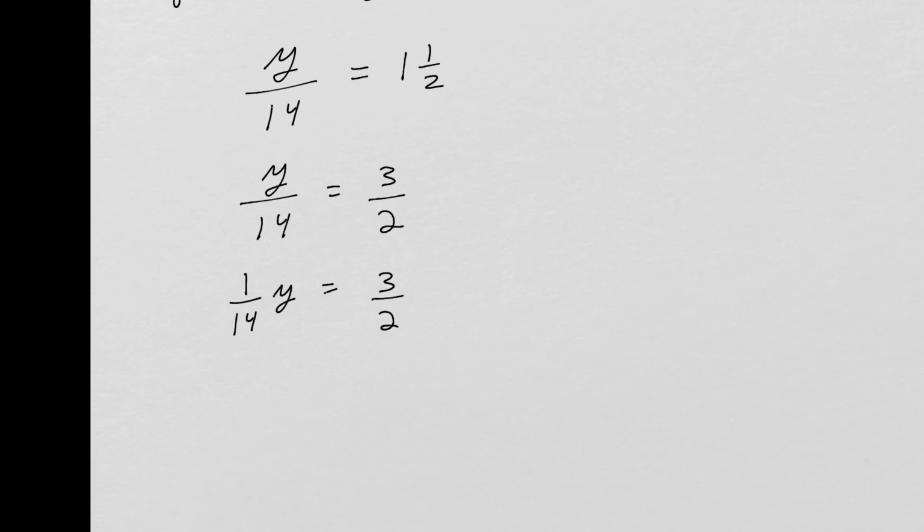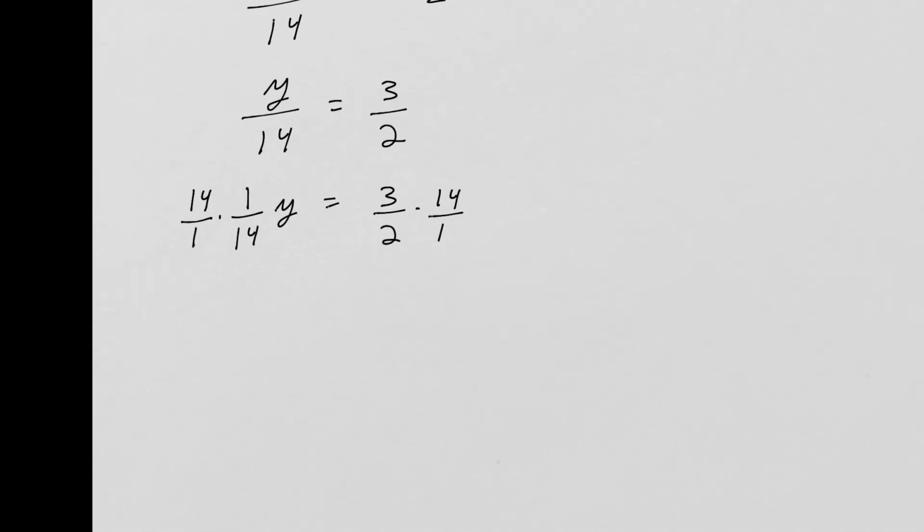So I would multiply 1/14 by its reciprocal, which is 14. And then whatever I do on one side, I have to do it to the other side. So I just multiply both sides by 14. So these cancel, and I'm going to get y is equal to, here I can simplify a little bit, right? 2 goes into 2 once, 2 goes into 14 7 times. So I have 3 times 7, which is 21, over 1 times 1, but that's just 21. So it looks like the answer is 21. So y equals 21.